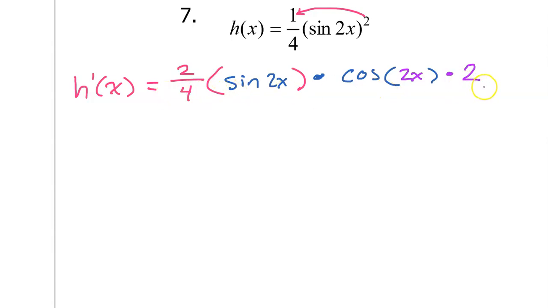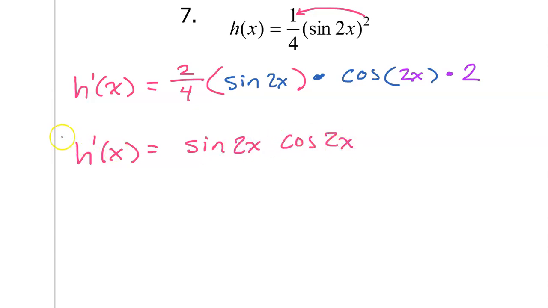So this is one version of the answer, but let's clean it up. 2 over 4 is 1/2. And then 1/2 times 2 is 1. So these constants cancel each other out. So we will just be left with sine 2x times cosine 2x. And this is the final answer.